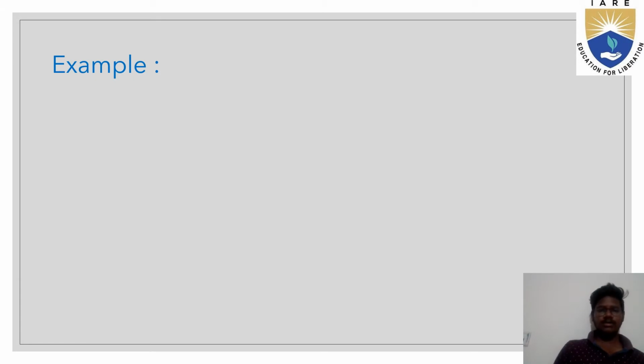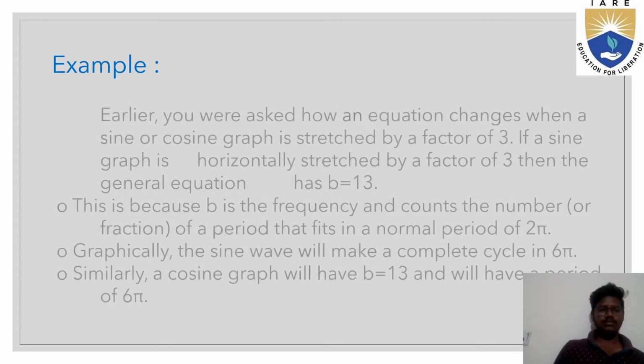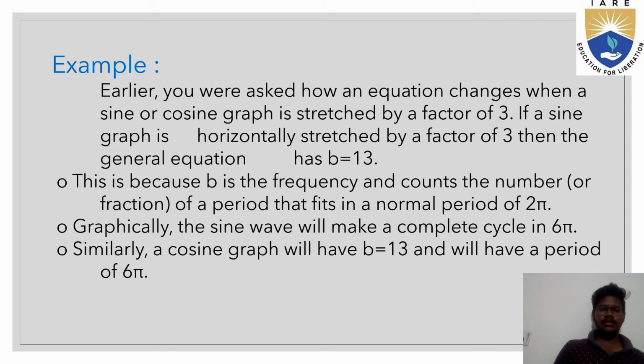Now we will see some examples about the sinusoidal equation. Earlier you were asked how an equation changes when a sine or cosine graph is stretched by a factor of 3. If a sine graph is horizontally stretched by a factor of 3, then in the general equation b equals 1 by 3.